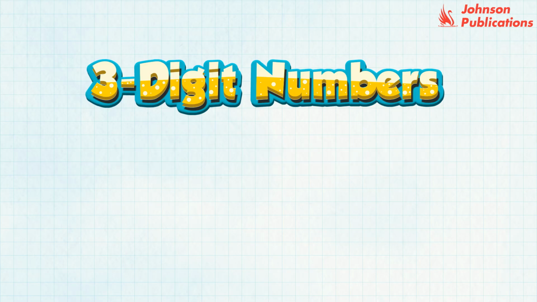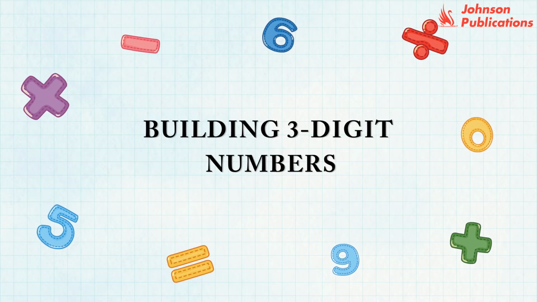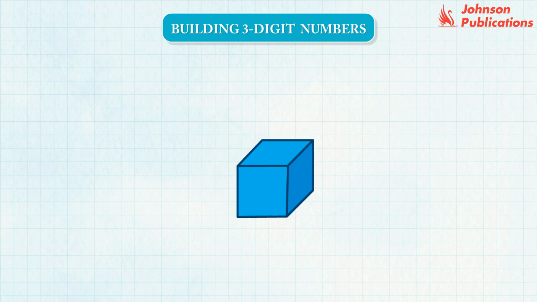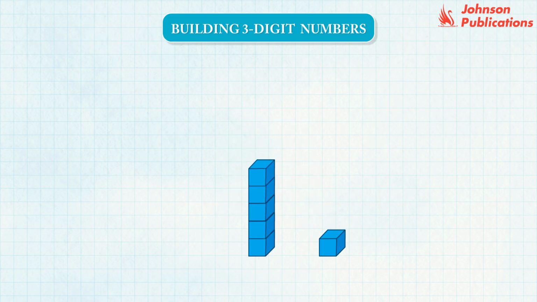3-digit numbers. Building 3-digit numbers. This is a ones block. We can join 10 such blocks together to form one tens block. This is a ones block and this is a tens block.